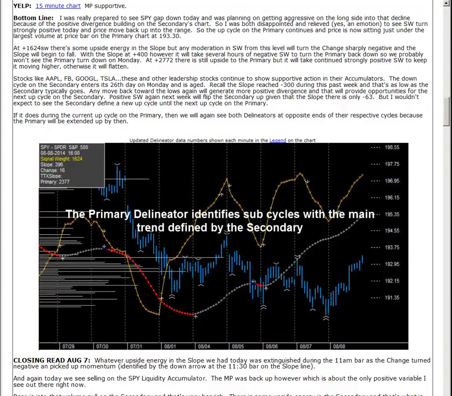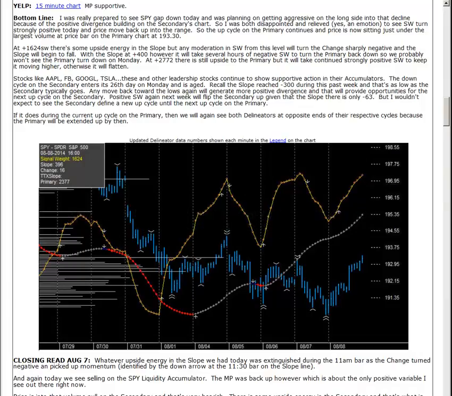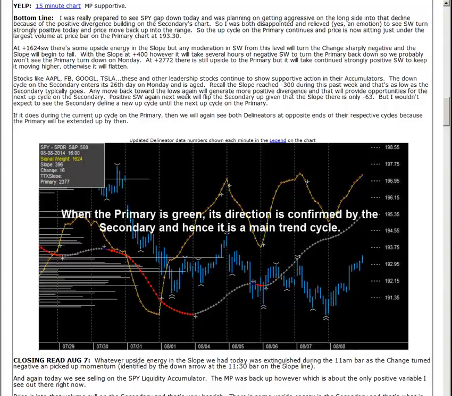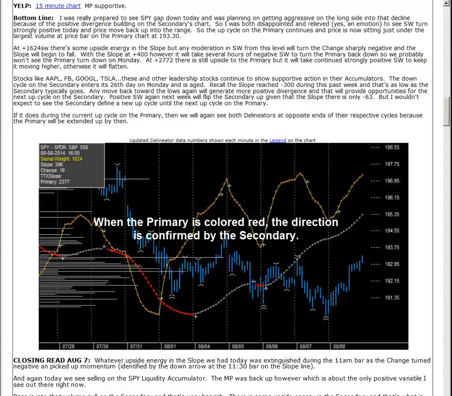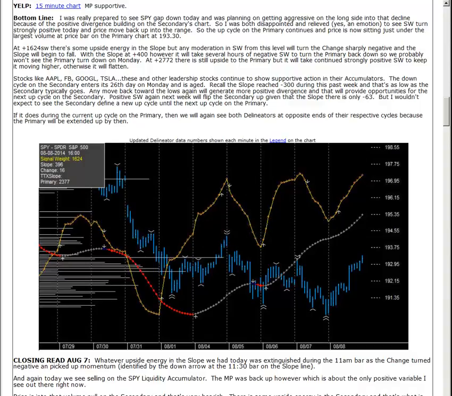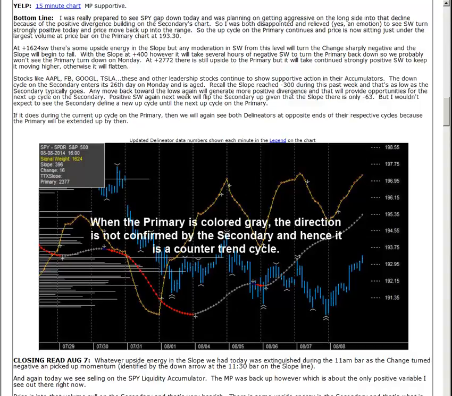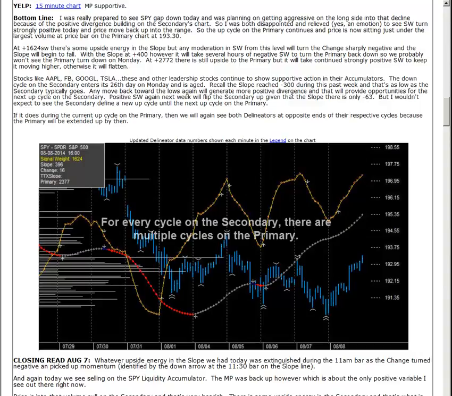Here's our primary chart. The primary delineator identifies sub-cycles within the main trend and operates on a 30-minute time frame. When the primary is green, its direction is confirmed by the direction of the secondary delineator, and hence there is a main trend move. When the primary is red, its direction is confirmed by the direction of the secondary delineator, and hence that is also a main trend move. When the primary is gray, it is not confirmed by the direction of the secondary, and hence it is a counter trend move. For every cycle on the secondary, there are multiple cycles within the main trend on the primary. The primary is the trigger that times our entries into new cycles.